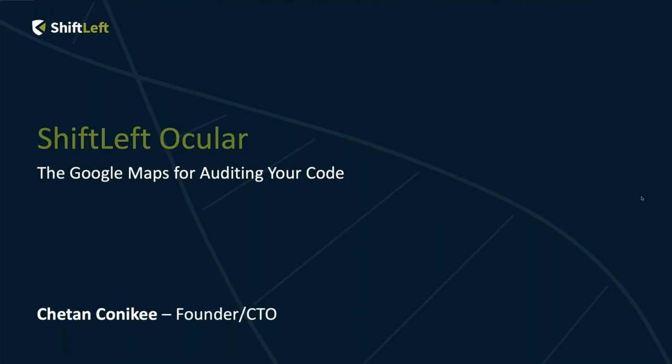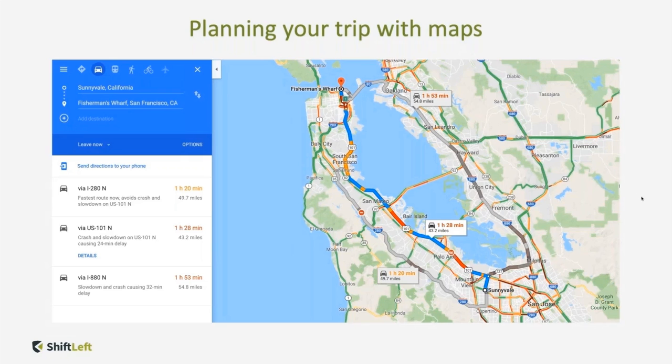The topic of today's discussion is a product called ShiftLeft Ocular, analogous to Google Maps for auditing your code with a security purpose. Given that we started the title as Google Maps, all of us are privy to this visual. Every time we embark on a journey, the first thing we do is plot our source and destination, and thereafter understand various routes available at our disposal to traverse towards our destination.